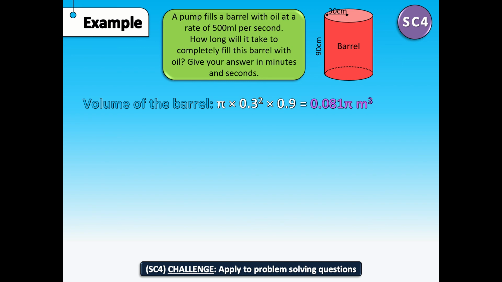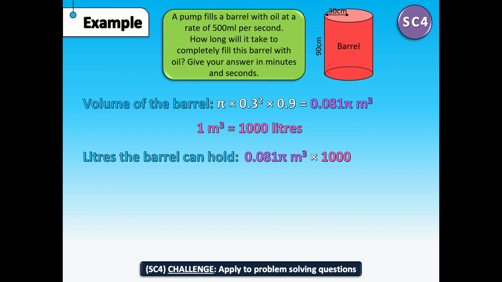So that means the barrel has a volume of 0.081 pi meters cubed, and 1 meter cubed is 1,000 liters. So liters the barrel can hold, if we times the volume by 1,000, it can hold 81 pi liters. So we'll just leave our answer in terms of pi for now, because that'll make our final answer more accurate.